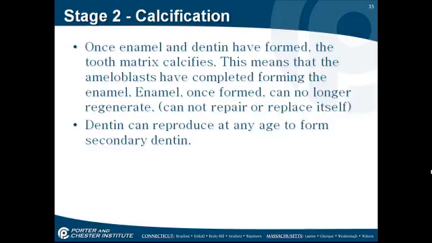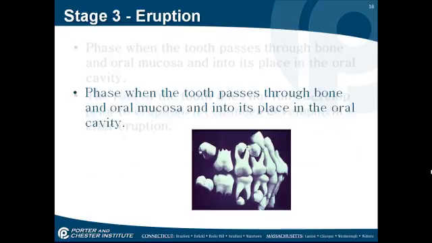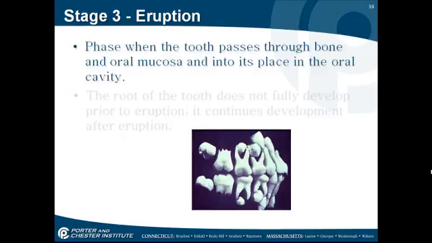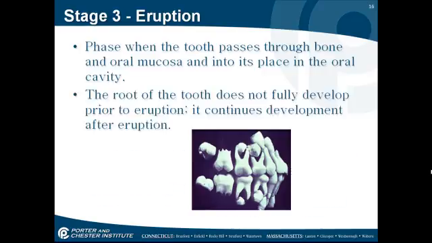Stage 3 is eruption, and this is when the tooth passes through the bone and the oral mucosa and right into its proper place in the oral cavity. Now, when this happens, the root of the tooth isn't completely developed before it erupts. It continues to develop after eruption. So what happens is that the tooth erupts, as this tooth has right here, but the roots have started forming, but even as it grows into the mouth, those roots are going to get longer and come down into a little point like this, which is called the apex, or the tip of the root.